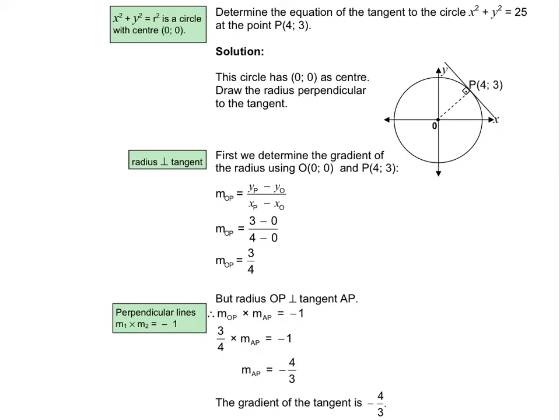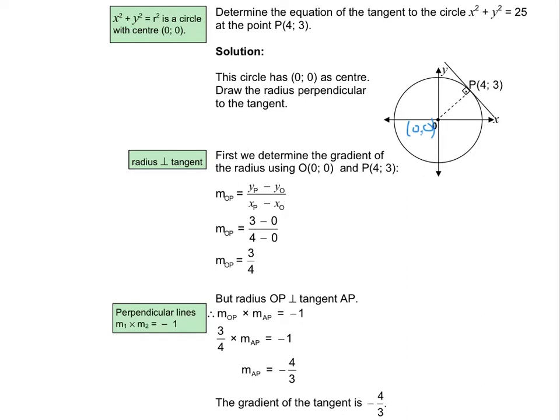Example 1. Determine the equation of the tangent to the circle x squared plus y squared equal to 25 at the point P, where x is 4 and y is 3. The solution: in this circle, we know that the center is at the origin 0, 0. So we do have a coordinate at this point 0, 0.